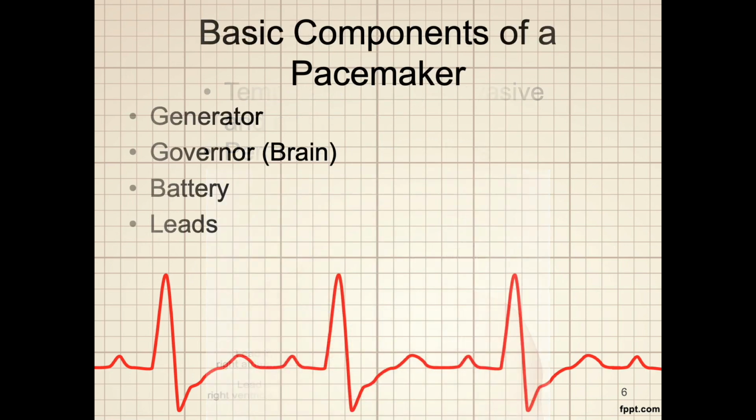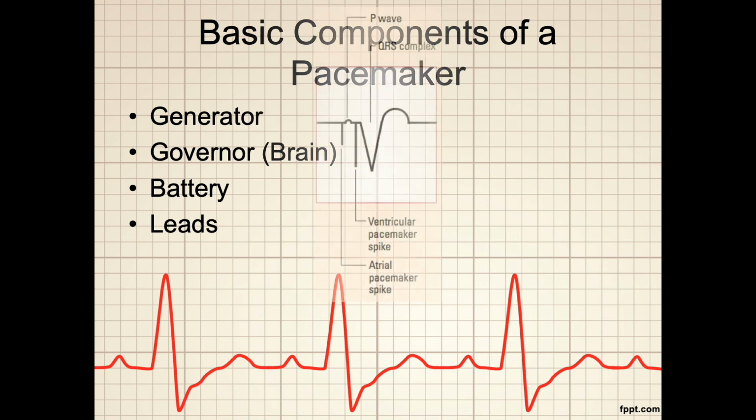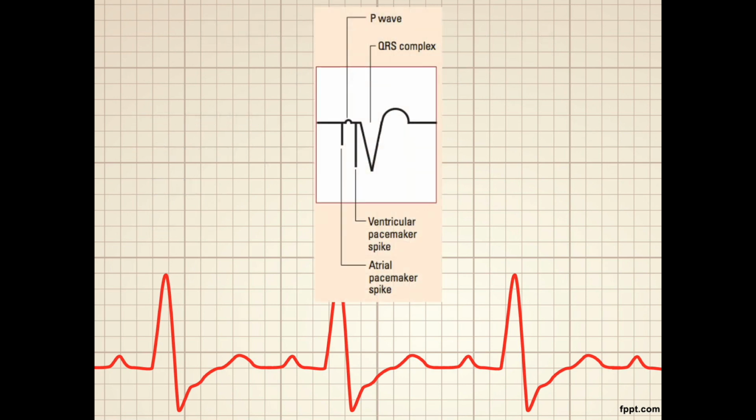Components of the artificial pacemaker include a generator, which creates the energy needed; a governor or brain, which is a small circuit board which gives the instructions as to how the pacemaker is either going to react to the heart or give the heart impulses in order to beat; a battery to store the energy from the generator; and leads to move the energy from the pacemaker generator to the myocardium.